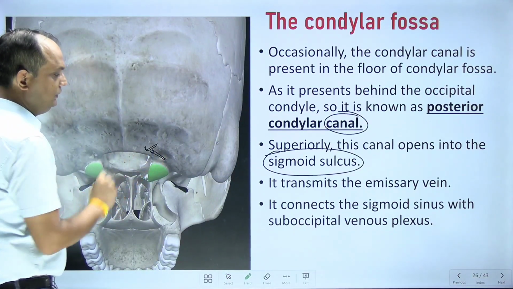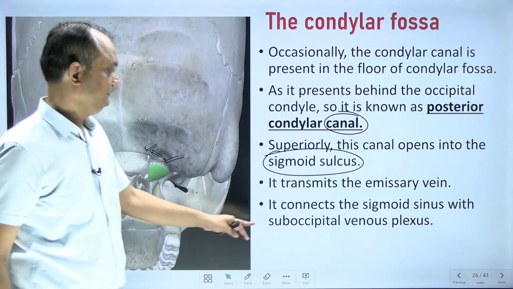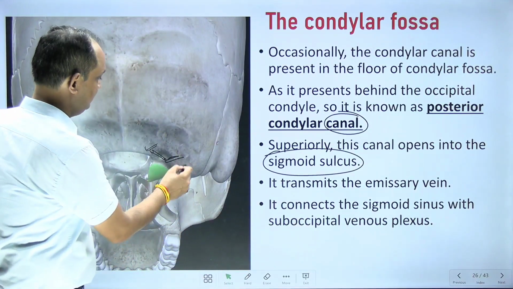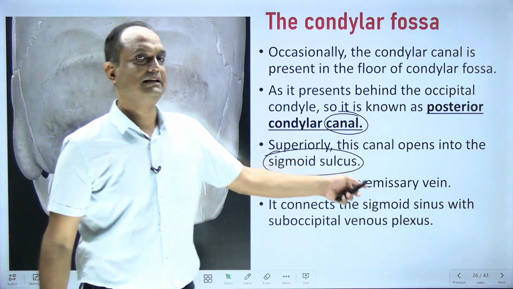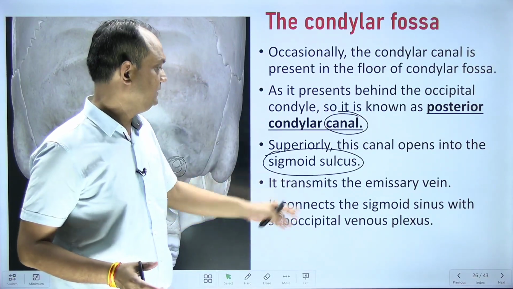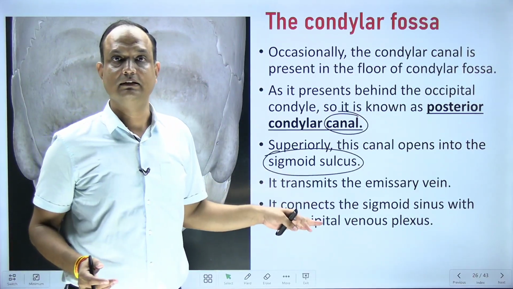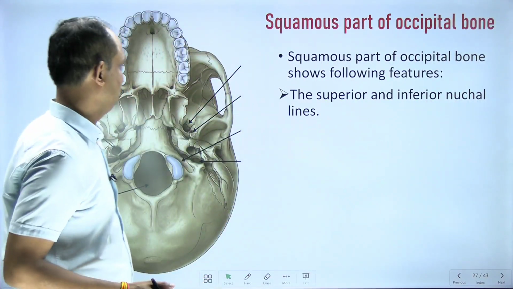Inside, this vein is communicating with the sigmoid sinus, and outside this vein is communicating with a venous plexus, which is known as suboccipital venous plexus. Clear? So, as you know, emissary veins are the connection between the intracranial and extracranial venous system. Here, the intracranial component is sigmoid sinus and the extracranial venous component is suboccipital venous plexus.